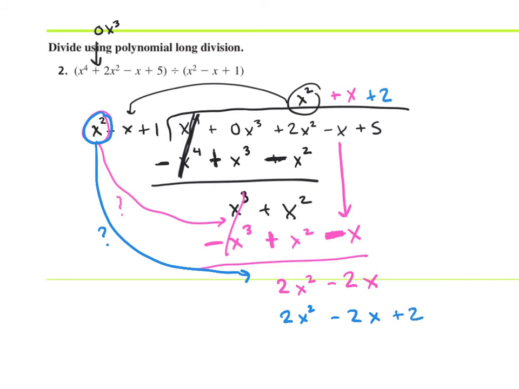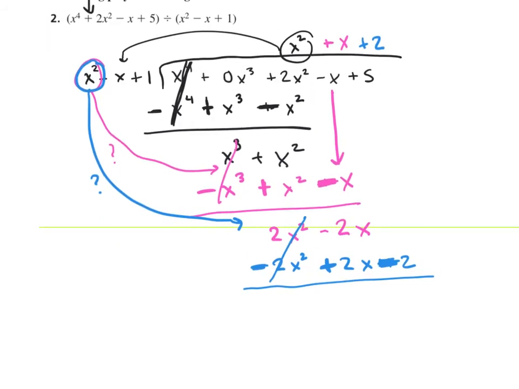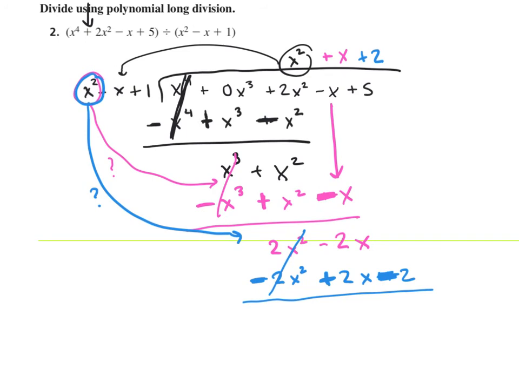What do we do next? Change the signs. So negative, positive, and negative. Then we add them together. So these cancel. What is negative 2x plus 2x? 0. And then 5 minus 2, 3. What do we do from here?